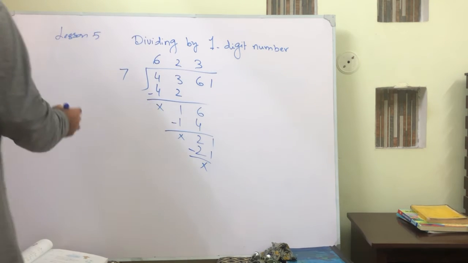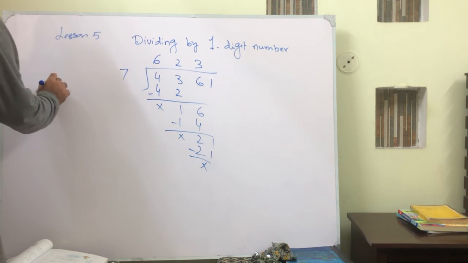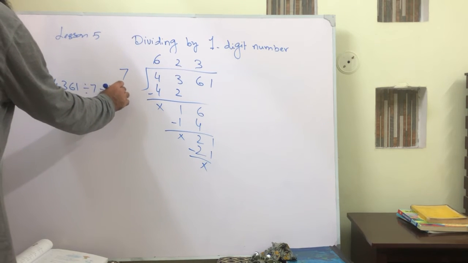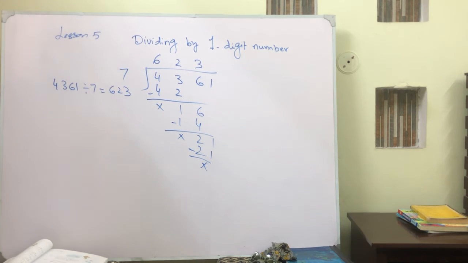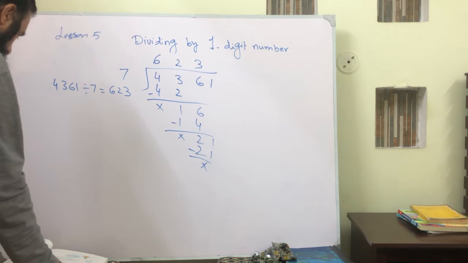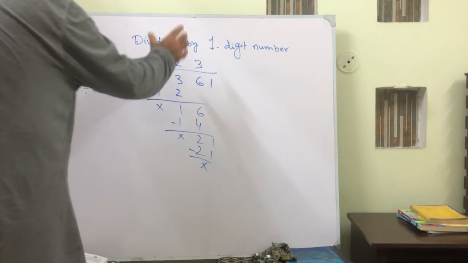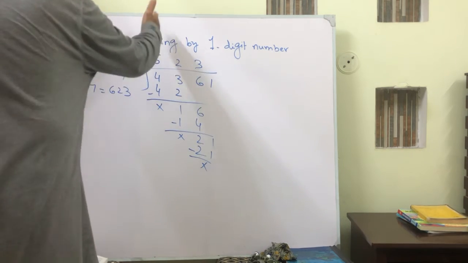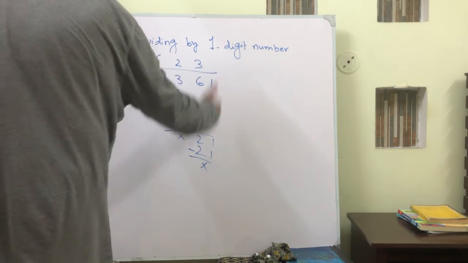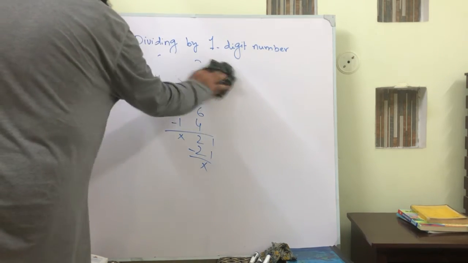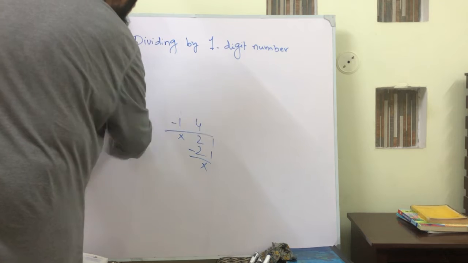0. No remainder. So our answer is, we can say that 4361 when divided by 7, we get the result 623. Okay. So this was on page number 50. Again, we have placed space gaps in the numbers and there is a symmetry. Numbers are coming under the numbers. Okay. So this is how to solve questions related to division.